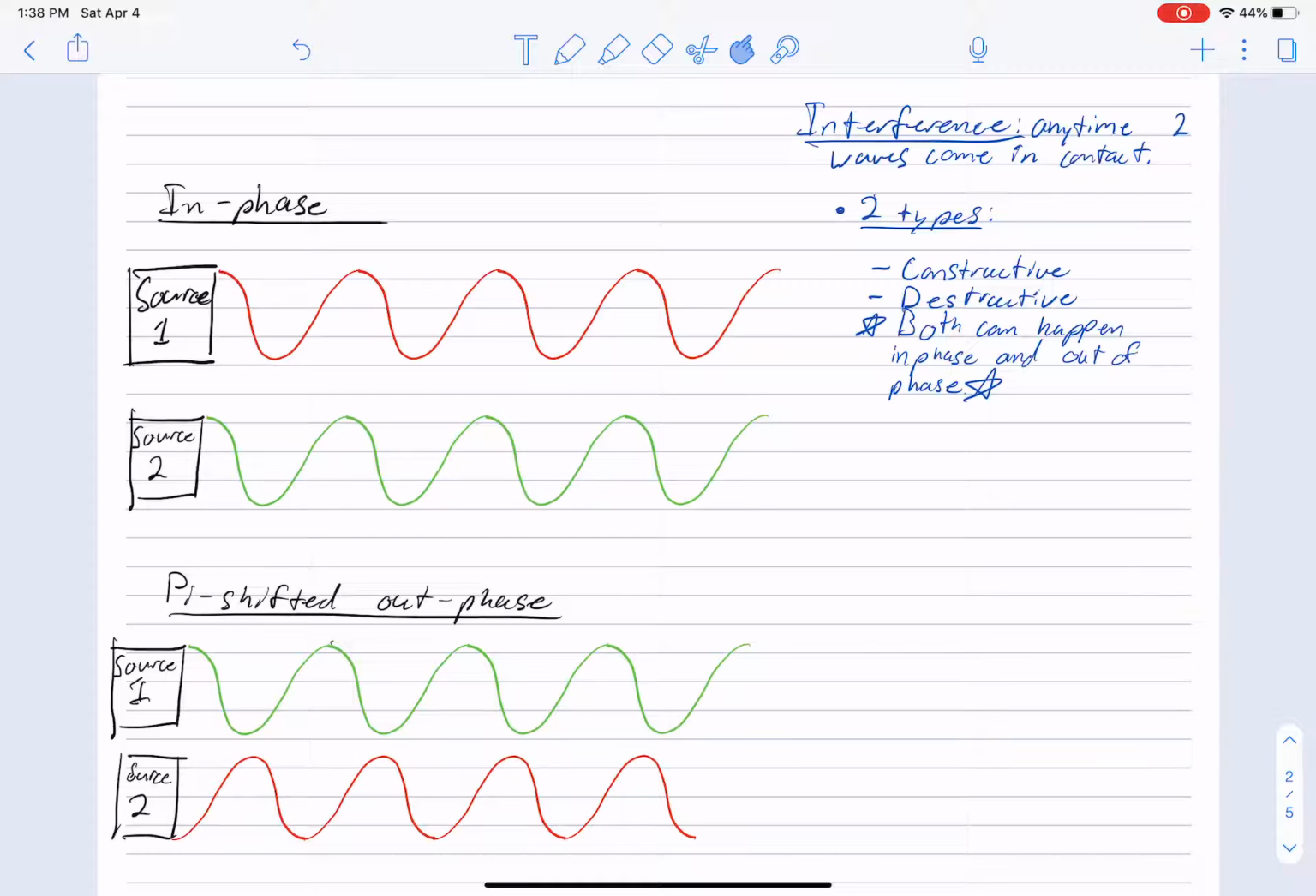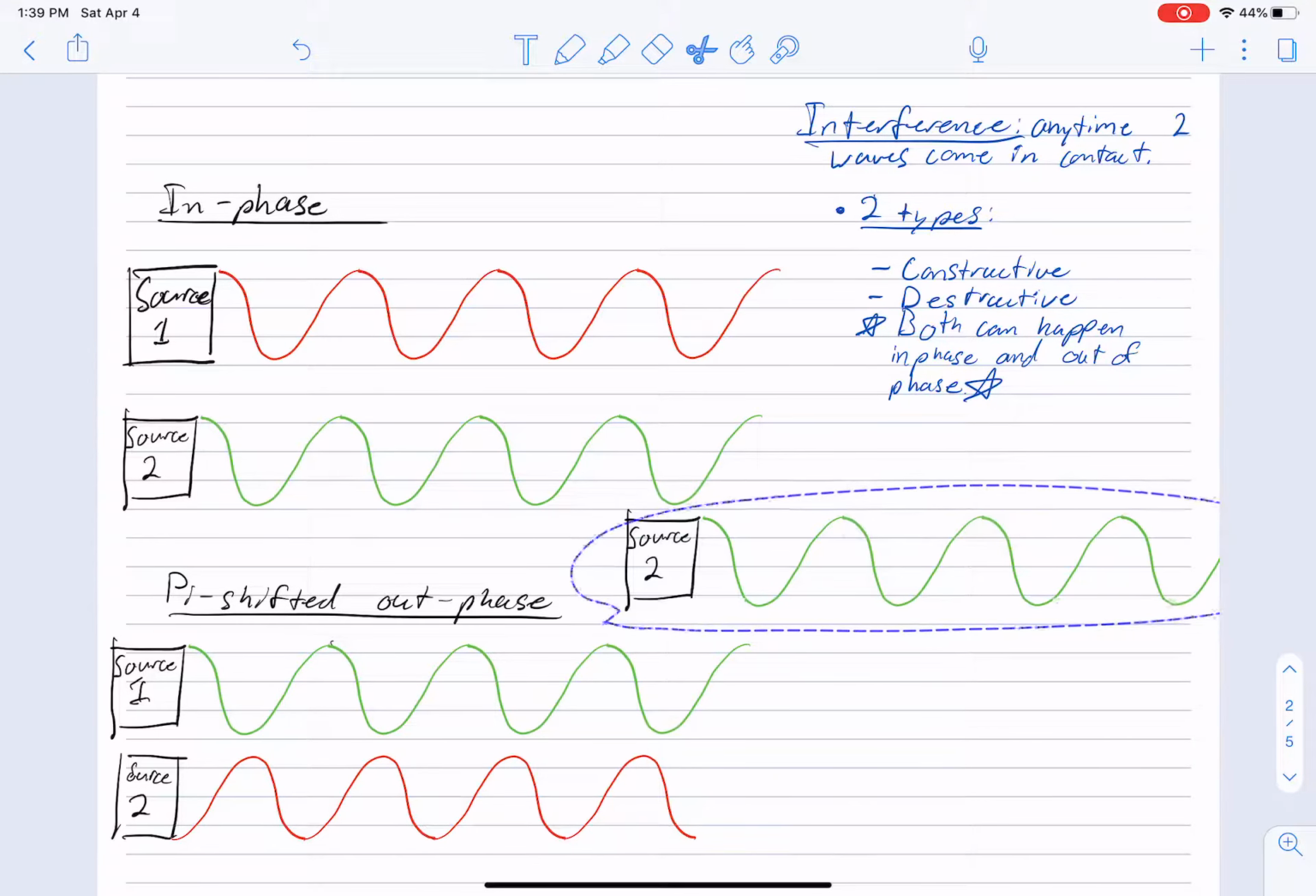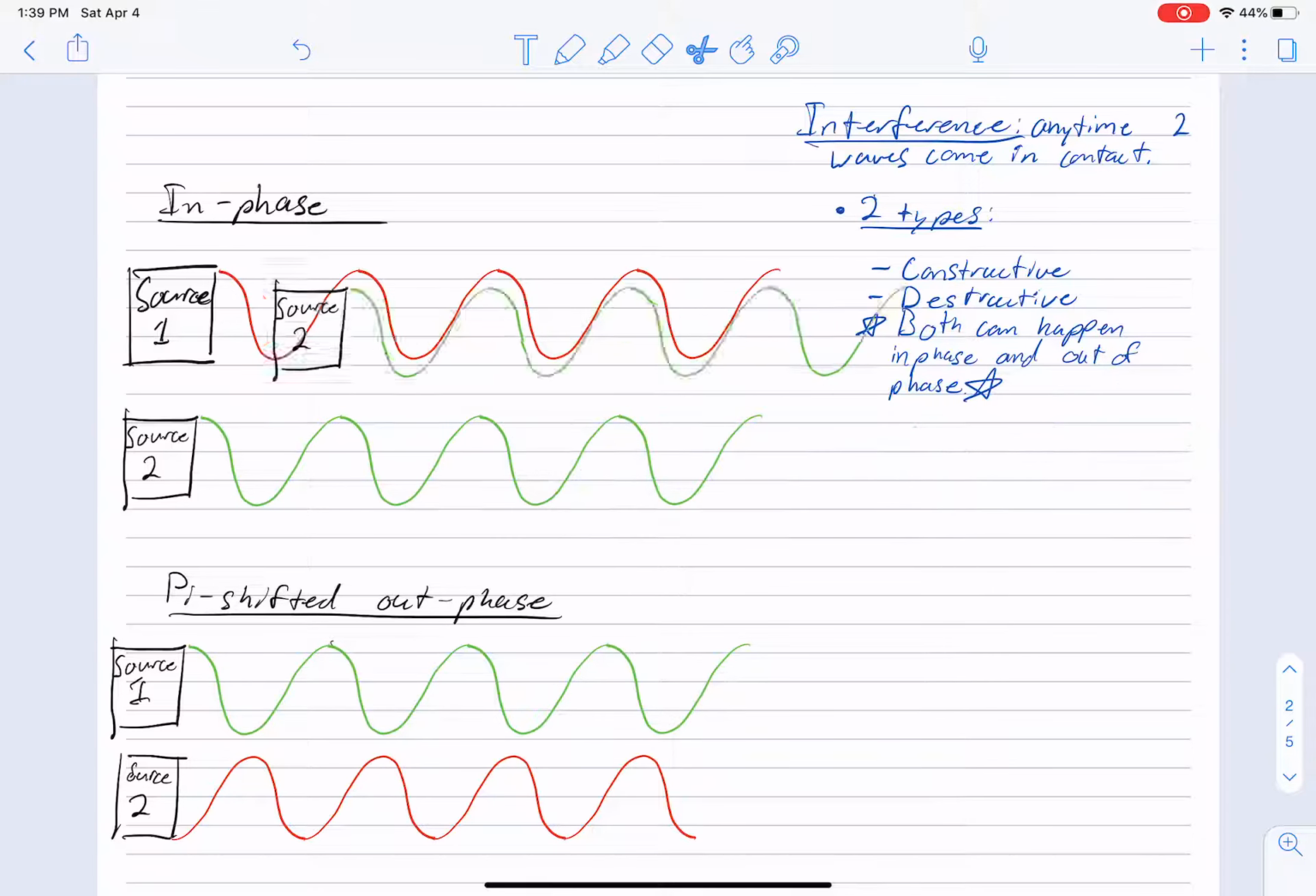For constructive in phase, we're going to take this wave right here, use our cut tool, and copy it over here. We're going to lay it right on top. When we lay it on top of this and match these waves up, we can see that they match, and they will create what's called constructive interference.